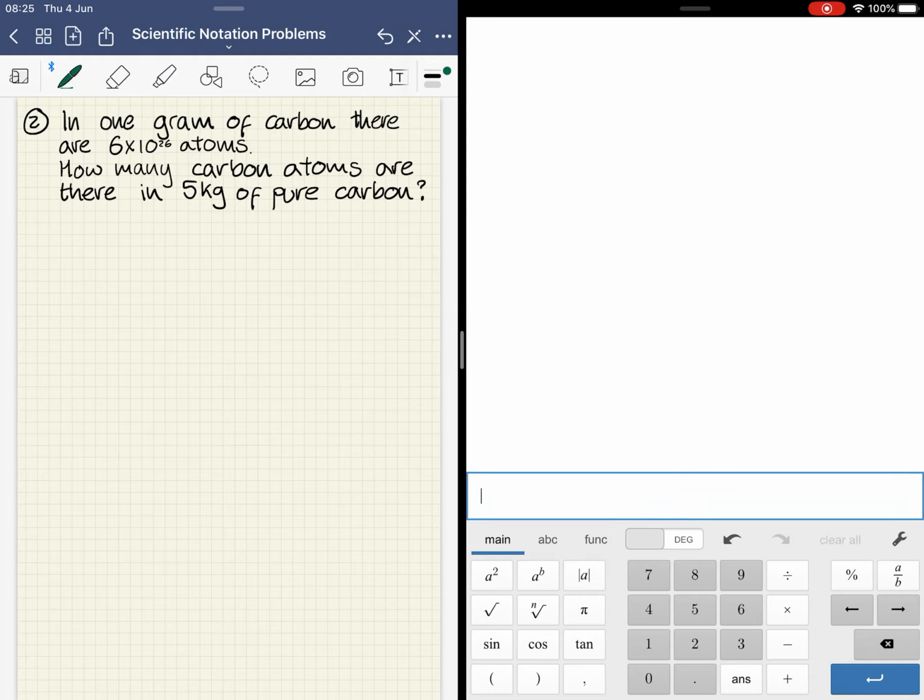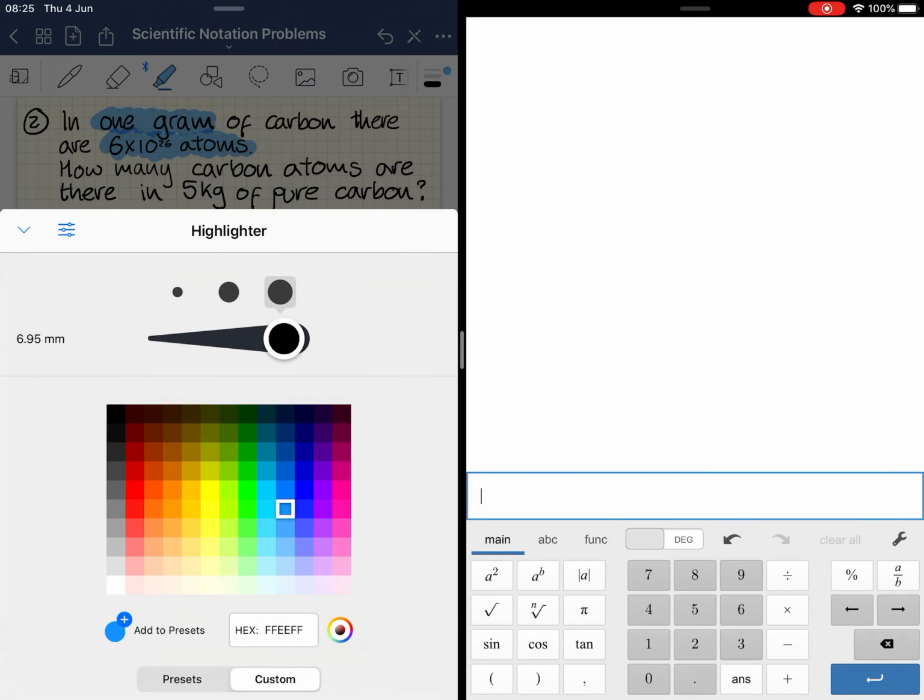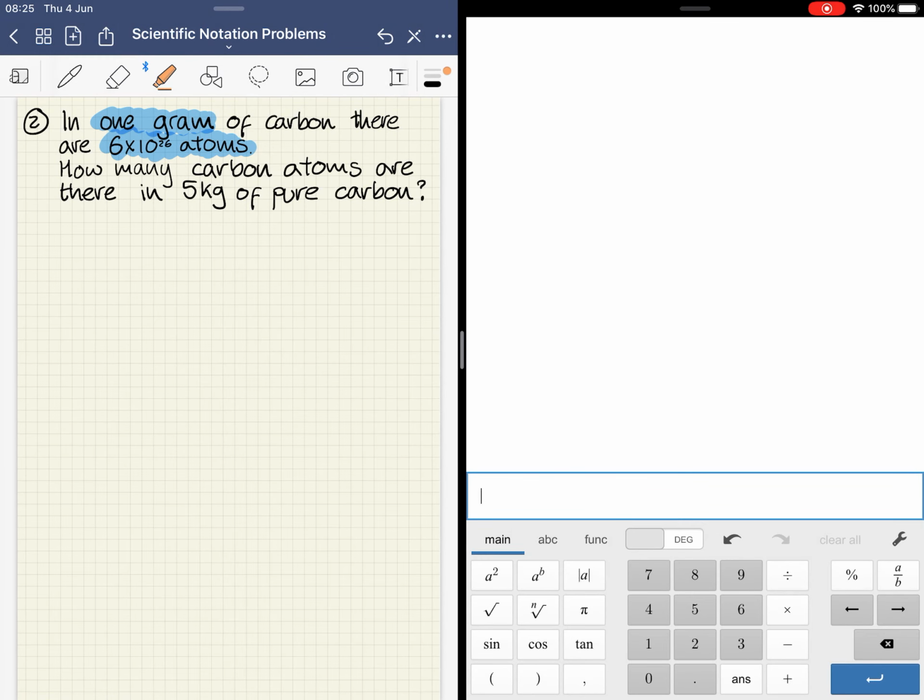Okay, so here, in 1 gram of carbon, so I'm going to highlight 1 gram of carbon, there are 6 times 10 to the 26 atoms. How many carbon atoms? Actually, let's do a slightly different highlighter. Let's go for orange. So how many carbon atoms are there in 5 kilograms of pure carbon?